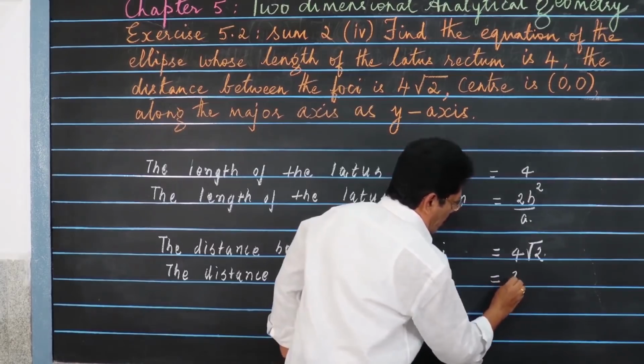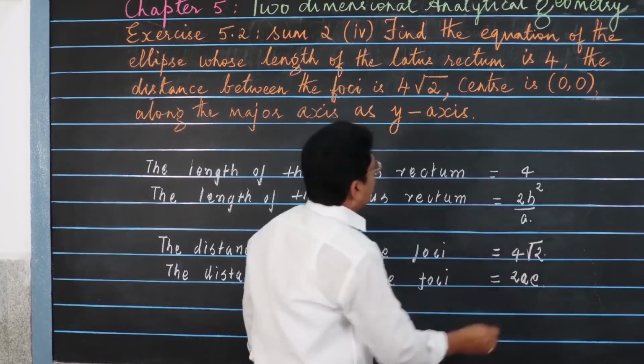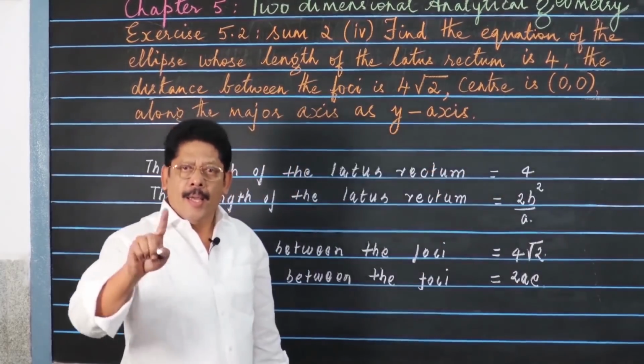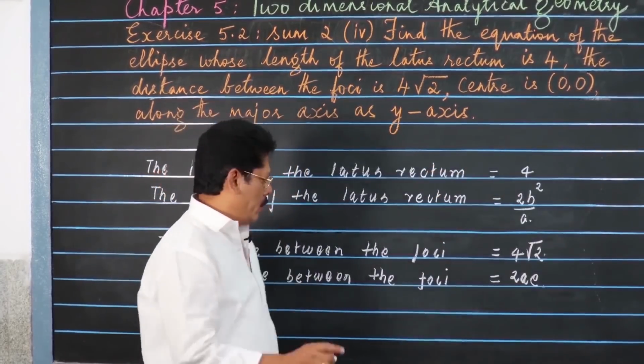Then center is 0, 0. Clearly, h, k is equal to 0, 0.